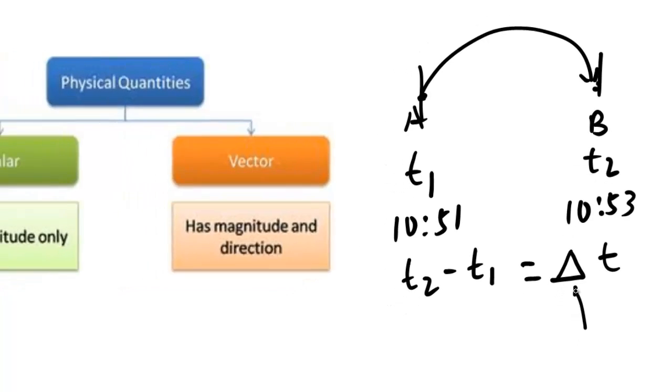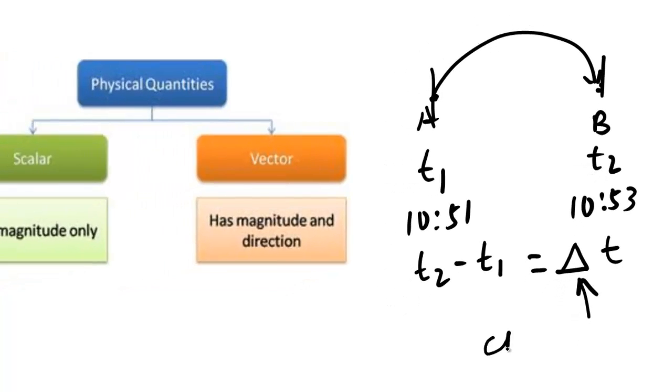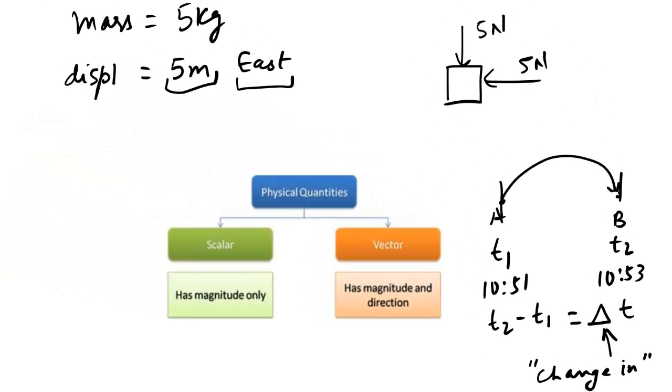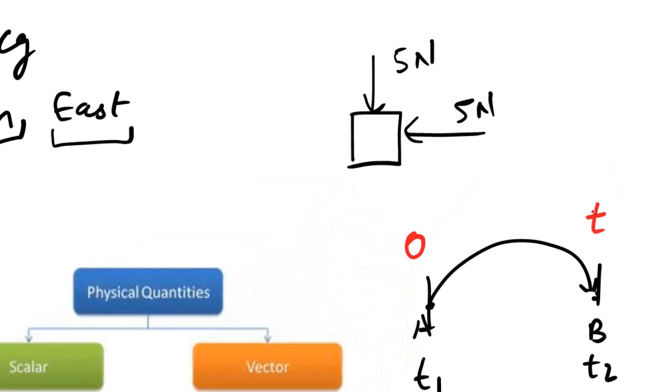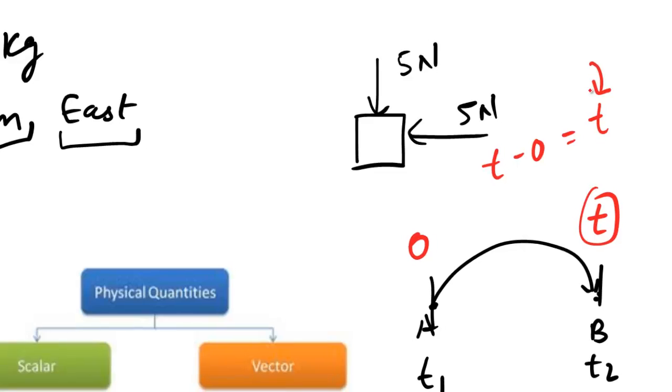This delta is a Greek alphabet which symbolizes change in. So whenever you see delta, just replace this by the words change in. So delta t means change in time, delta F means change in force, delta x means change in position. Okay, what's the other method? The other method would be simply to start a stopwatch. So your initial time will be 0, and whatever your final time t is, that is the period. T minus 0, that is the time taken for that event.